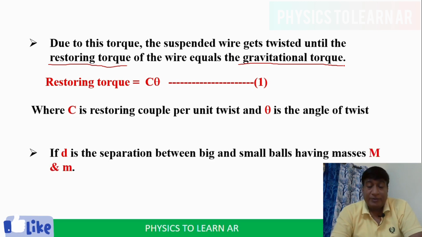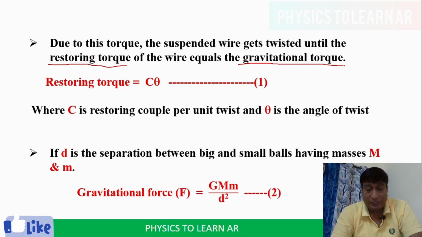If d is the separation between the big and small balls having masses capital M and small m, under that condition, with the help of the definition you have studied, capital F is equal to m1 m2 by r square. So here it is capital G into capital M into small m by d square, which can be used.